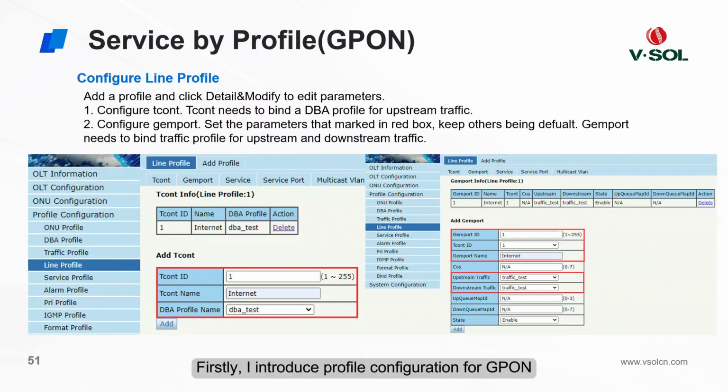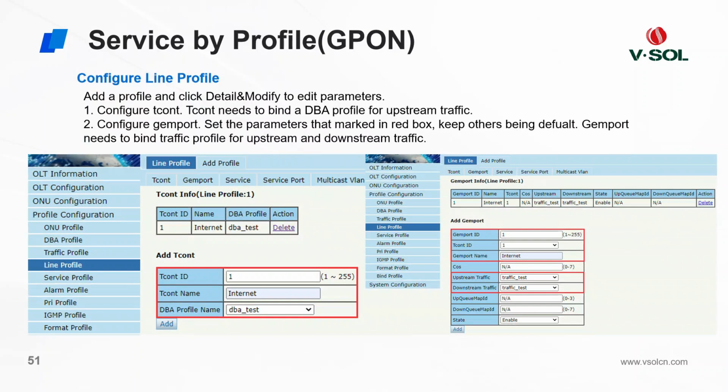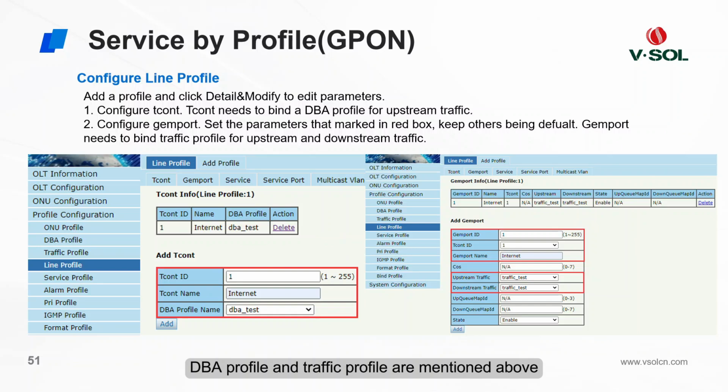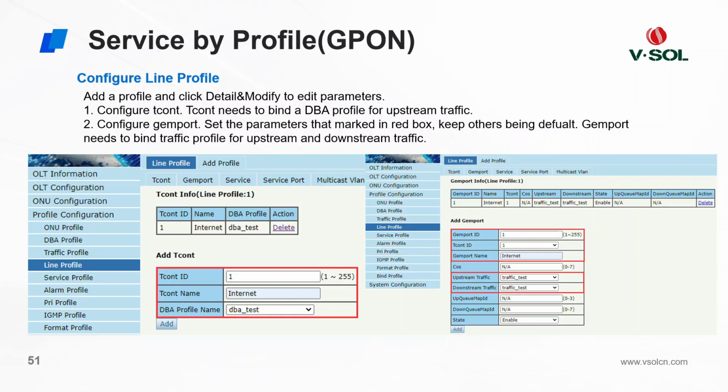Firstly, I introduce profile configuration for PON. ONU profile defines the capability of the ONU. You can fill in UNI port type and number according to the actual ONU, keeping others default. DBA profile and traffic profile are mentioned above. I mainly introduce line profile and service profile here. Add a line profile and click Detail and Modify to edit parameters. The rest of the configuration is the same as what I talked about before.